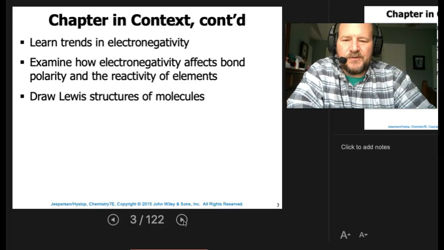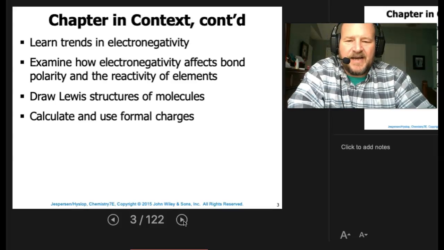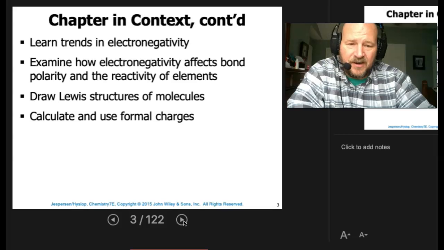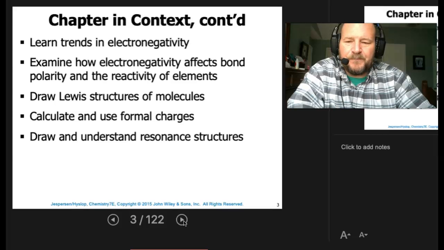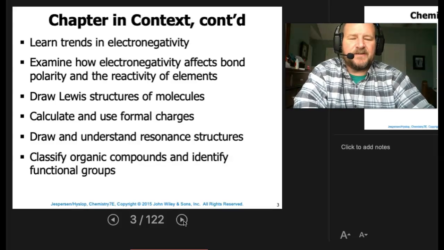And again, we'll draw Lewis structures of molecules, and we should be able to show that polarity when we draw it as well. We'll learn how to calculate and use formal charges. Again, that might be new. Even if you've been able to do dot structures with a polarity, showing that polarity in your molecule, looking at formal charges might be completely new. Also, drawing resonance structures might be completely new. We'll learn to classify organic compounds and identify functional groups. So those are the things we're going to be hitting in this chapter.